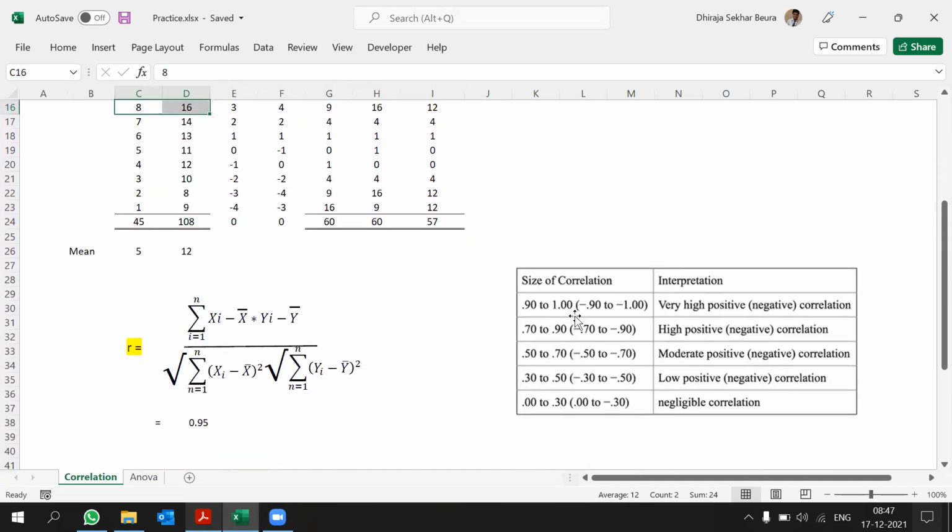Now, what does this mean? Here is the interpretation. If the size of the correlation is from 0.9 to 1, it is very high positive correlation, 0.7 to 0.9, high positive correlation, 0.5 to 0.7, moderate positive correlation, 0.3 to 0.5, and so on and so forth. The other side is, if it is minus 0.9 to minus 1, then it is very high negative correlation. If it is minus 0.7 to minus 0.9, high negative correlation, and so on and so forth. You got the logic of how we are talking about it.